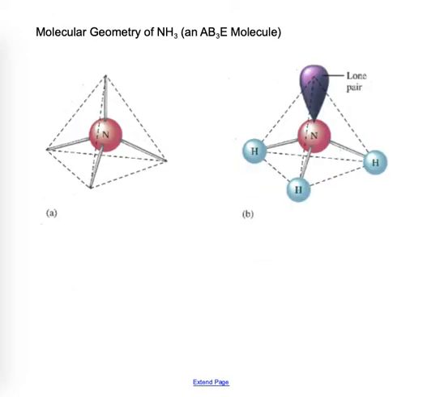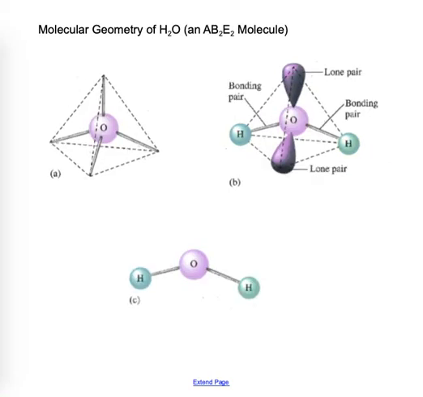Here's a picture that illustrates the difference between a tetrahedral geometry and a trigonal pyramidal geometry. In ammonia, NH3, the 4 groups of electrons around the nitrogen all point towards the corners of a tetrahedron. However, 3 of them are bonds and 1 is a lone pair. Therefore, we call the geometry trigonal pyramidal. Similarly, in water, an AB2E2 type molecule, the 4 groups of electrons around the oxygen all point towards the corners of a tetrahedron. Only 2 of them are bonds and 2 are lone pairs, so we call the geometry bent.